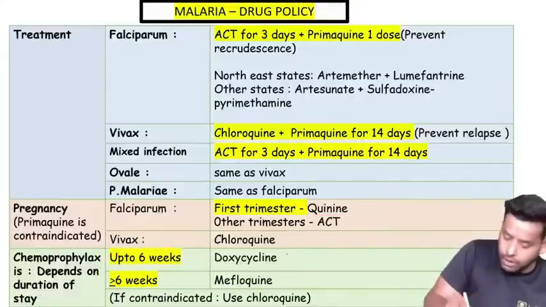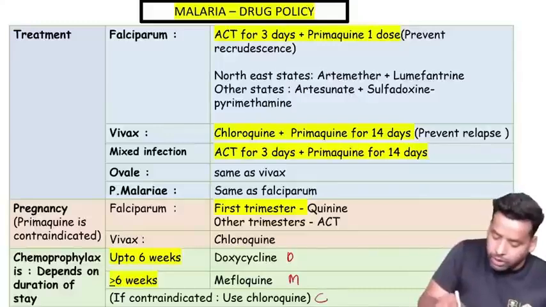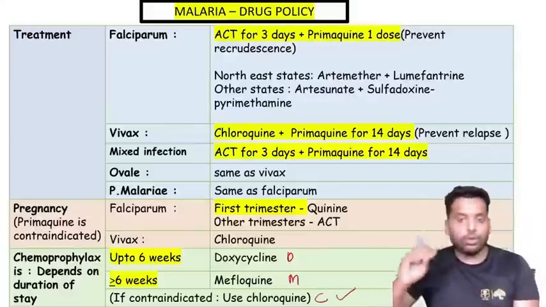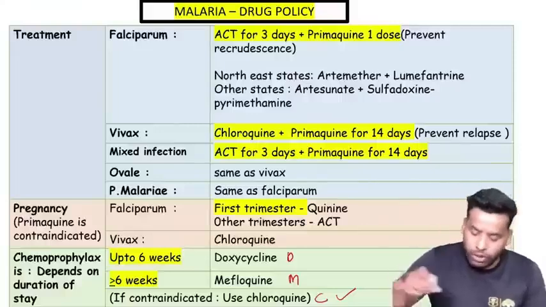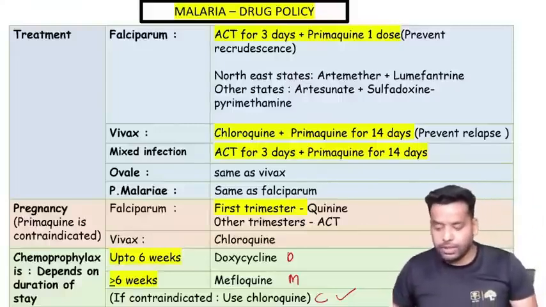What is the chemoprophylactic drug if the stay is within 6 weeks? Doxycycline. More than 6 weeks, mefloquine. If both are contraindicated, you can use chloroquine. If mefloquine is contraindicated and the stay is for more than 6 weeks, what drug is used for chemoprophylaxis?